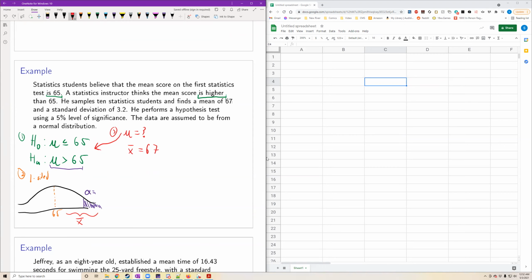We've got a standard deviation. It looks like it's from the sample. It says samples 10 students and finds a standard deviation. So we don't know the real standard deviation, but we do know the sample standard deviation is 3.2. Remember, that means t-scores. Our sample size is 10. Since we're using a t-score, we also need a degree of freedom, which is 9. And the alpha is this level of significance, 0.05. Let's fill that in our graph.